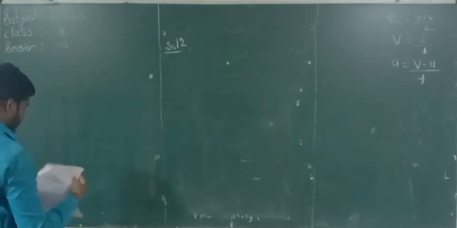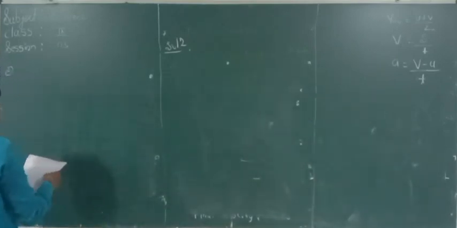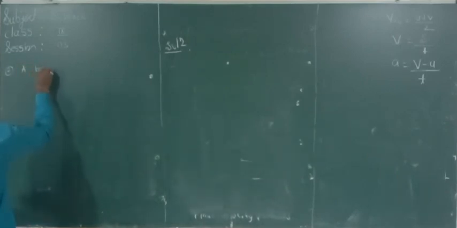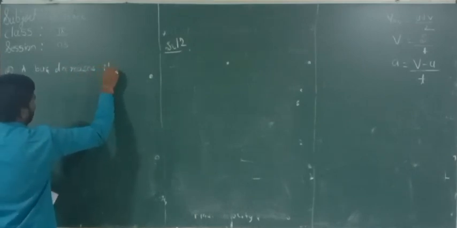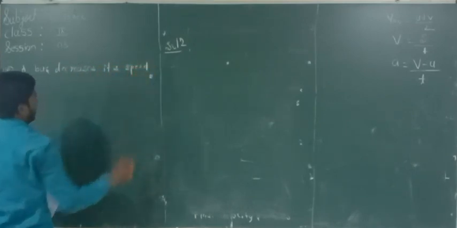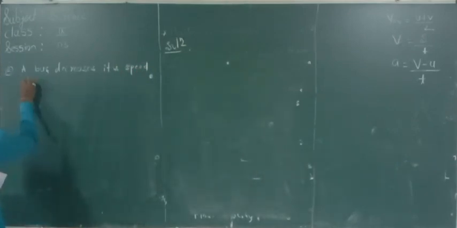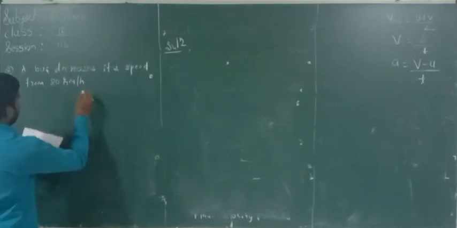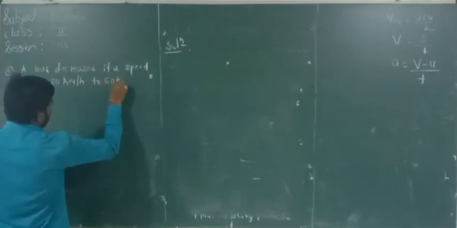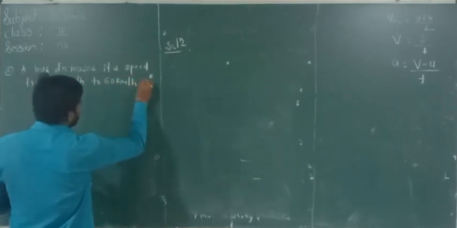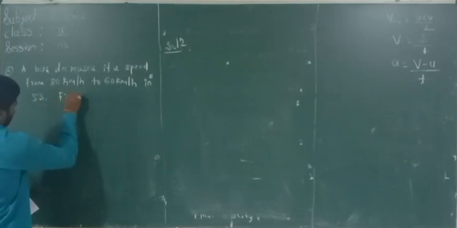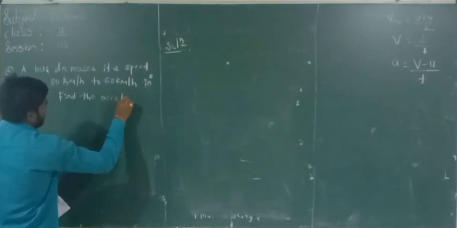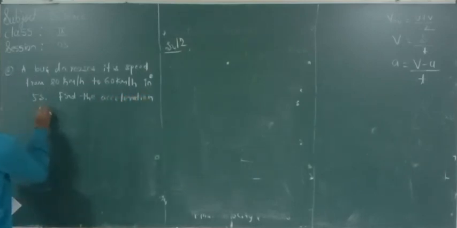Second example: a bus decreases its speed from 80 km per hour to 60 kilometer per hour in 5 seconds. Find the acceleration of the bus.